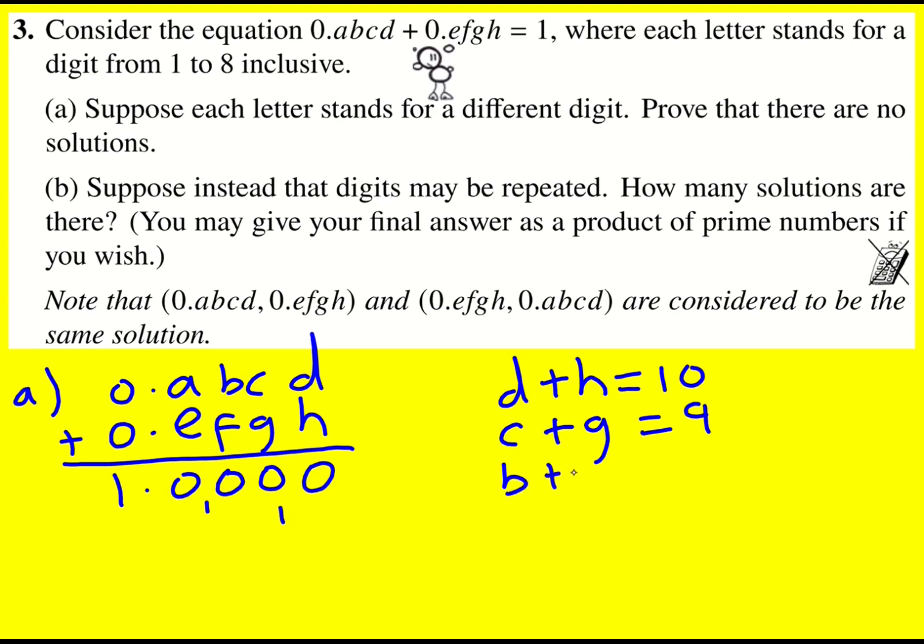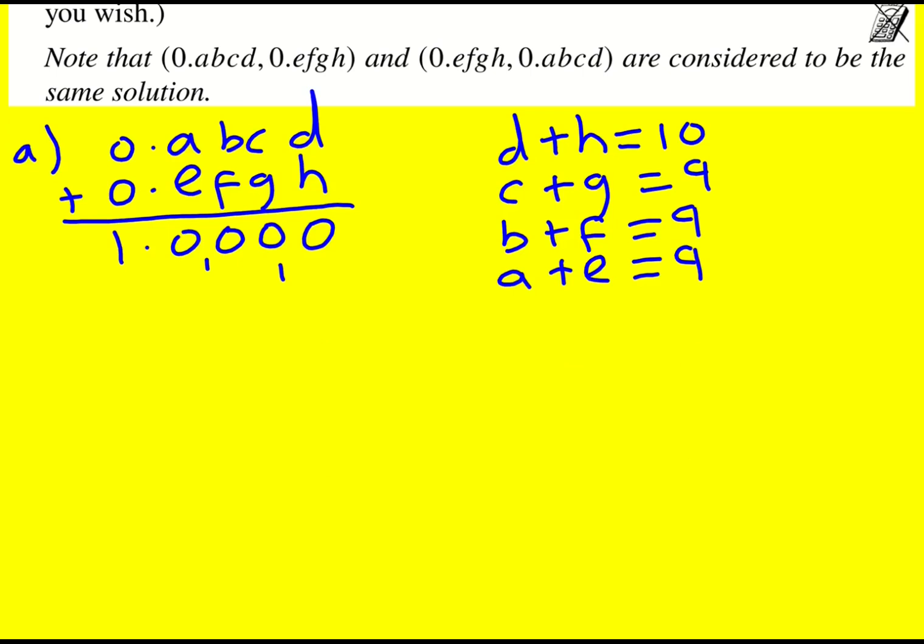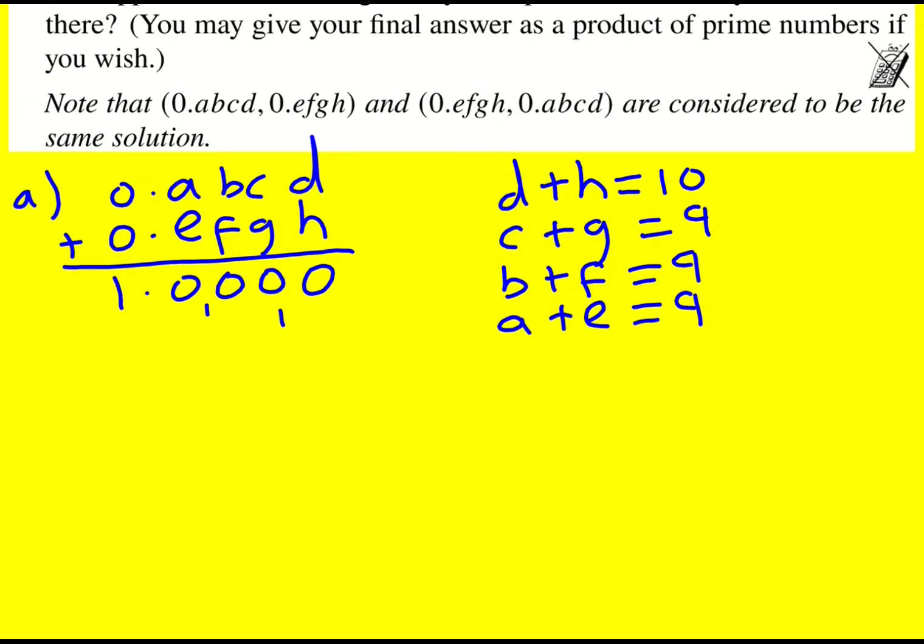And the process will continue. B plus F will also equal 9. And A plus E will equal 9. Brilliant. So I've got some relationships between these things. Okay, so let's have a look where you're trying to use the numbers from 1 to 8. And they have to be different.